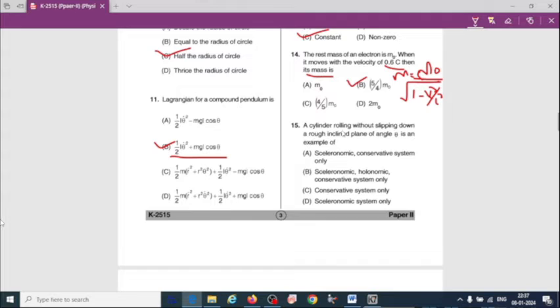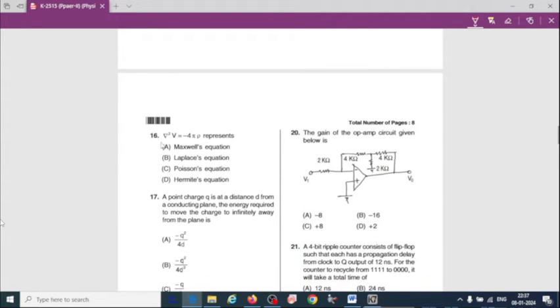A cylinder rolling without slipping down a rough inclined plane of angle theta is an example of, option B, scleronomous holonomic conservative system. Del square V is equal to minus 4 pi rho represents, option B is Poisson's equation.